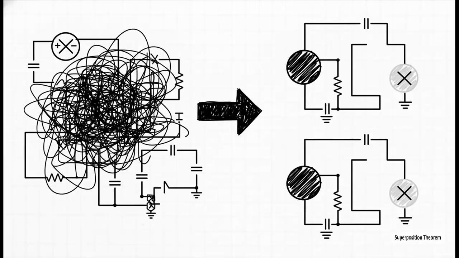But what if you didn't have to deal with both at once? What if you could just pretend only one power source was turned on? You could solve that super simple problem, then do the exact same thing for the other source. That right there, that simple, almost elegant idea, that's the heart of superposition.